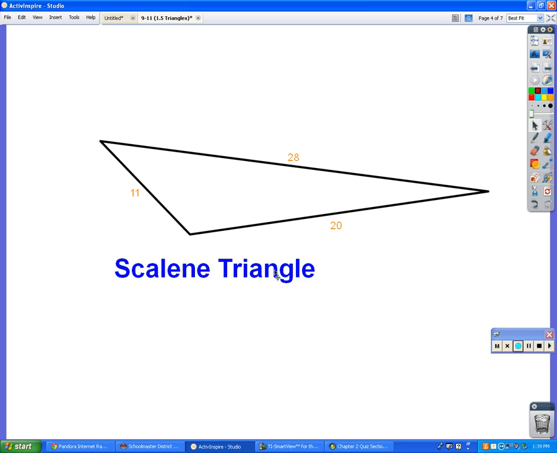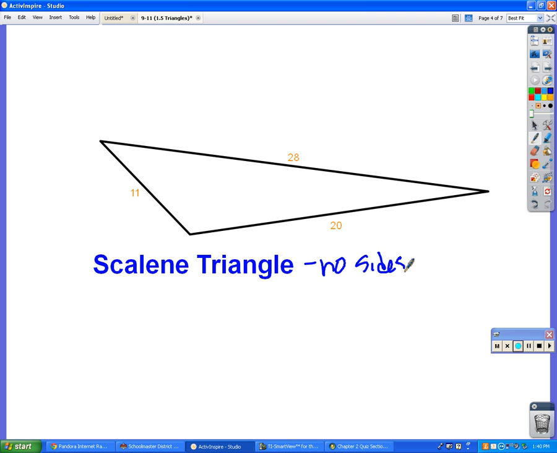Okay, yes, you're right. So this is a scalene triangle. What makes this a scalene triangle? Alex, since he raised his hand. Both sides are the same, right? What did you say? Okay, no, no sides the same length. All right, so if they're all different, then you have a scalene triangle.